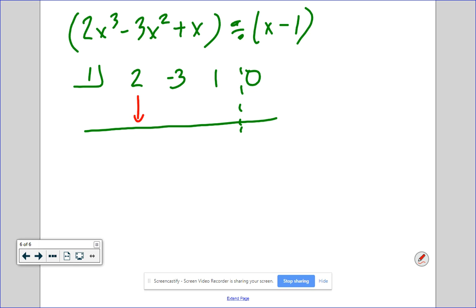Bring the 2 down. 2 times 1 is 2. And add negative 1. And add 0. So if you happen to not put that last term there, you lucked out in this problem. Okay? So, is x minus 1 a root? Yes.